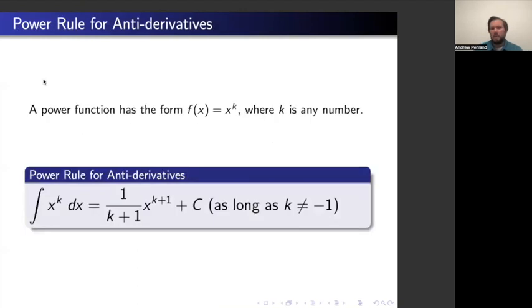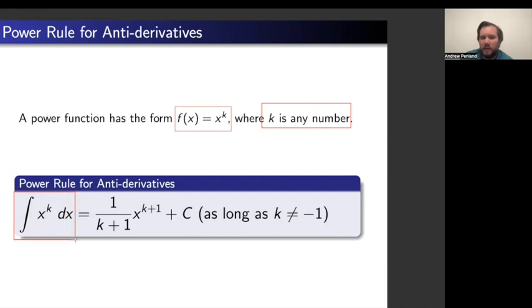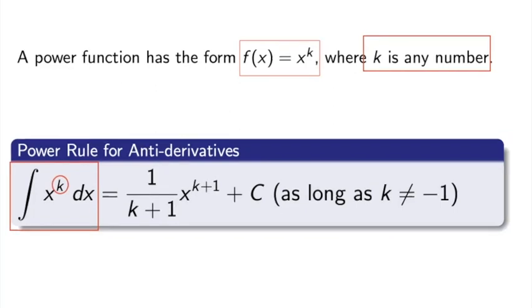So the first basic rule we need is a power rule. A power function is one that has the form f of x equals x to the k, where k can be absolutely any number. And the rule is that the indefinite integral of x to the k dx is 1 over k plus 1 times x to the k plus 1. And this is valid as long as this k that we're looking at is not equal to -1. So we'll need to check that carefully when we do this.